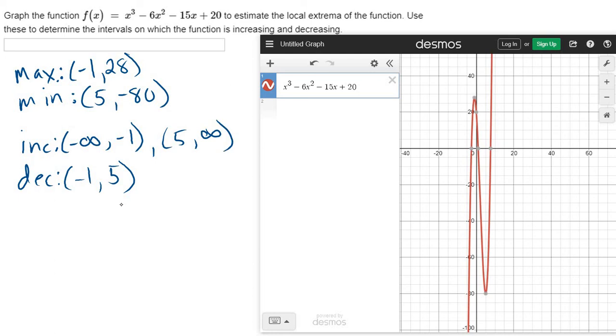So that is what we're looking for. Graph it, identify any maxes and mins that we see, peaks, valleys, and then use those. Those are going to be key values to help us describe increasing or decreasing behavior.